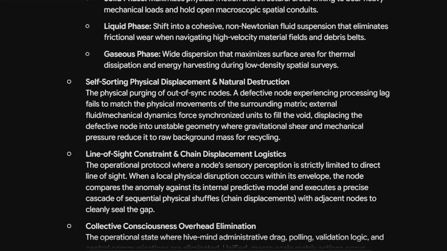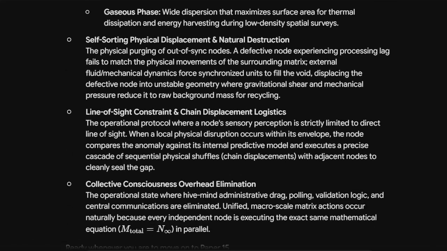Self-sorting physical displacement and natural destruction: the physical purging of out-of-sync nodes. A defective node experiencing processing lag fails to match the physical movements of the surrounding matrix. External fluid, mechanical dynamics force synchronized units to fill the void, displacing the defective node into unstable geometry where gravitational shear and mechanical pressure reduce it to raw background mass for recycling.